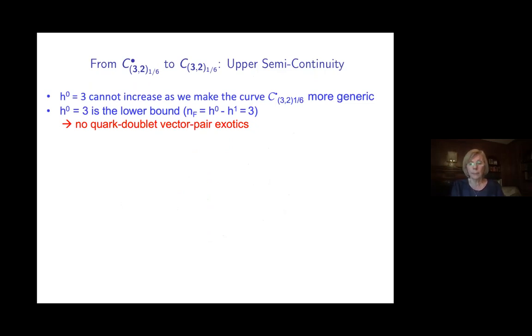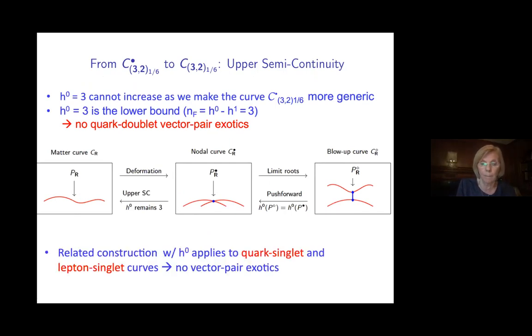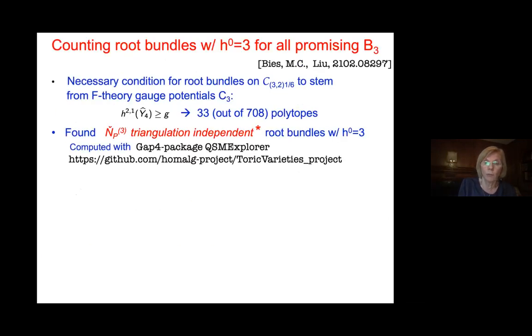Now we use this root bundle at the nodal curve that has H0 equal 3. But this is the minimal number of H0s because the number of families is 3. So as we go to deformation to the smooth curve, we use upper semi-continuity, namely we cannot increase this number, but it can decrease this number. And so this exactly keeps us also after deformation to a generic curve with the root bundles that have H0 equal 3. So the same story goes for other matter curves.